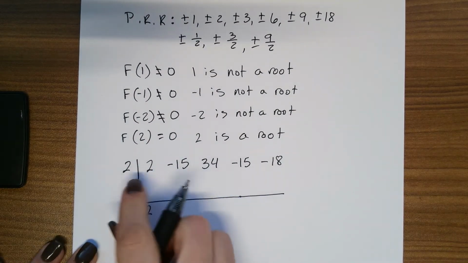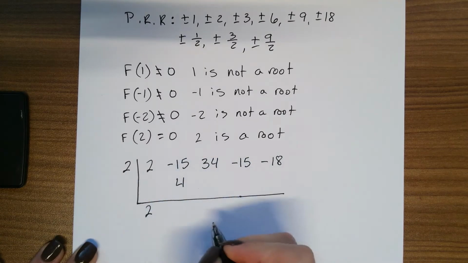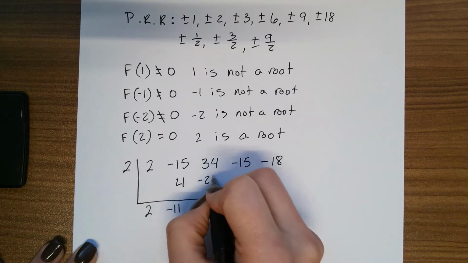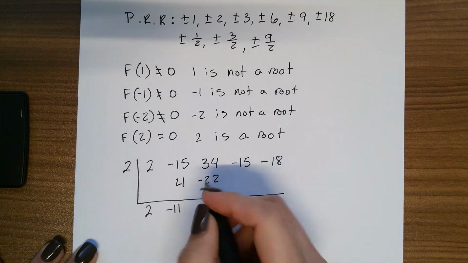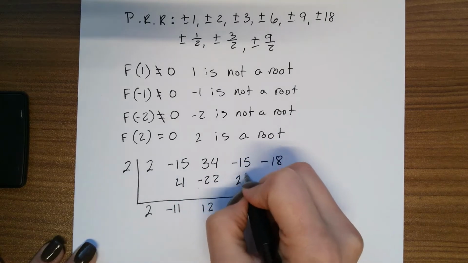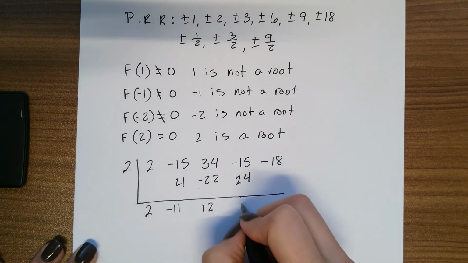Bring down my 2 and multiply. Add gives me a negative 11. Multiply gives me negative 22. Adding gives me 12. Multiply, I get 24. Adding gives me 9.